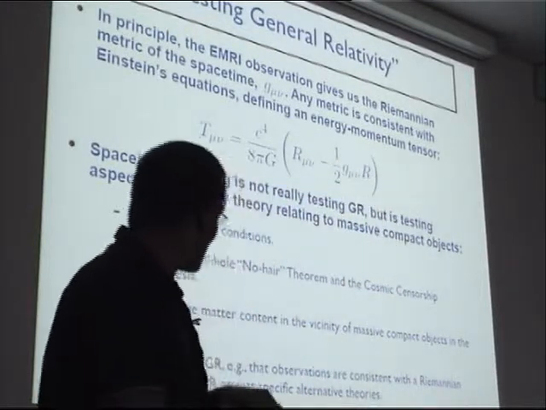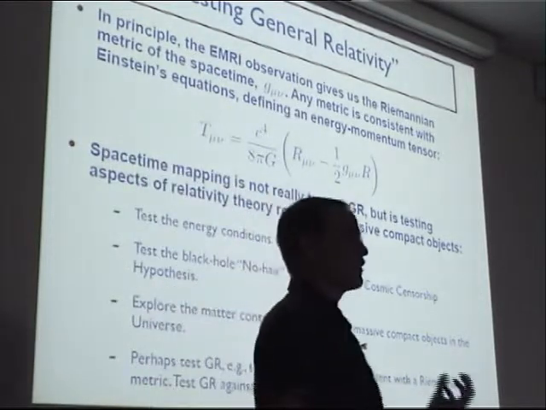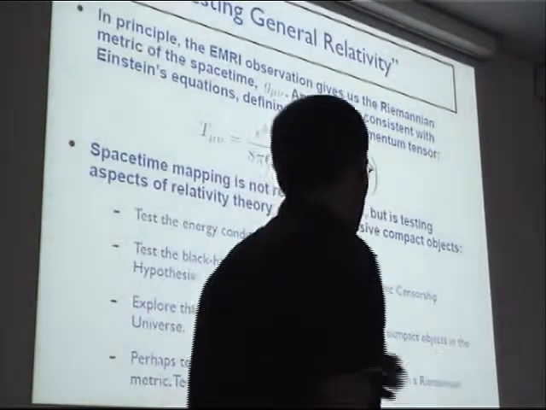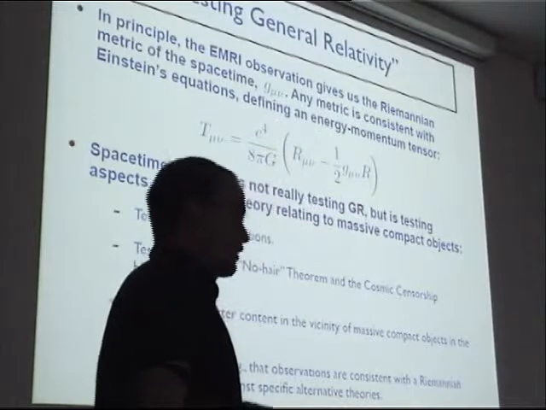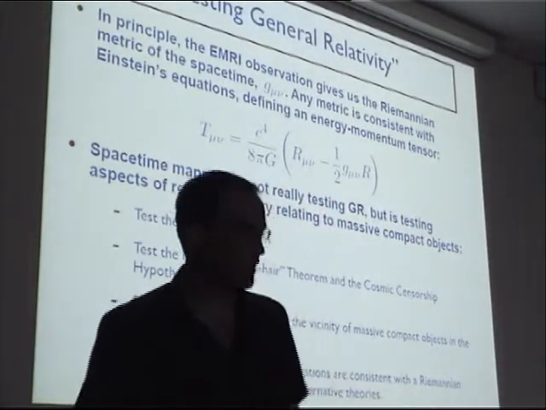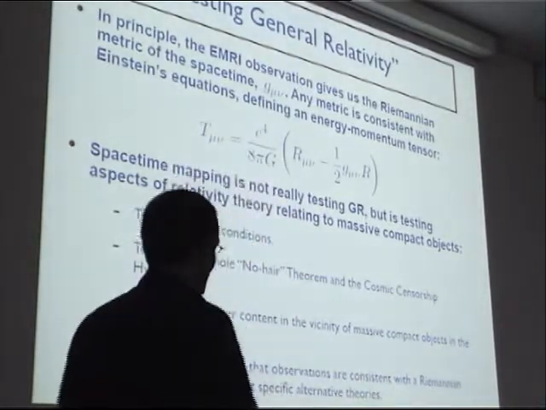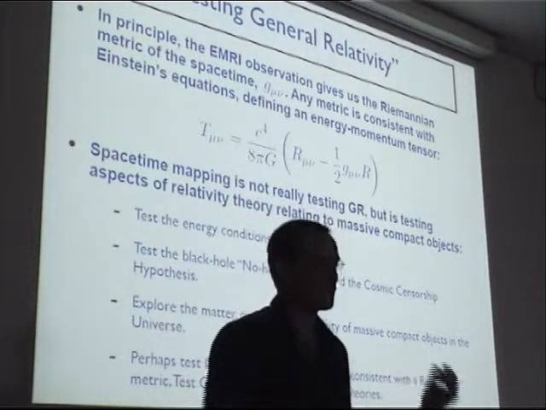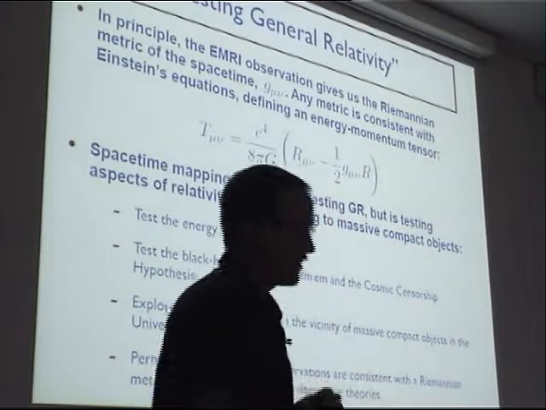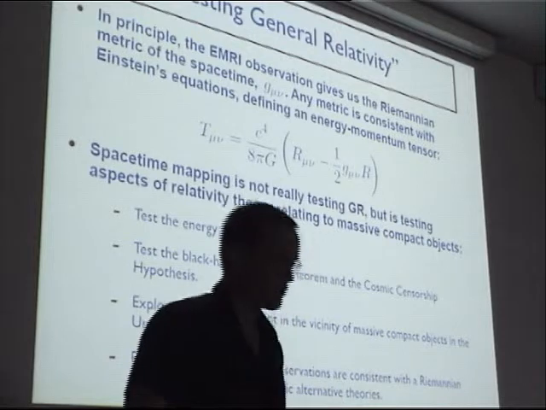The other things we might be able to do are test the black hole no-hair theorem. This is basically the proof that black hole space-times are uniquely described by the Kerr metric. That means that everything is uniquely defined by two parameters, the mass and the spin, and all the other multipole moments are determined by those two. If we see a space-time in which we have multipole moments that deviate from the Kerr metric, then it might tell us that the black hole no-hair theorem is wrong.